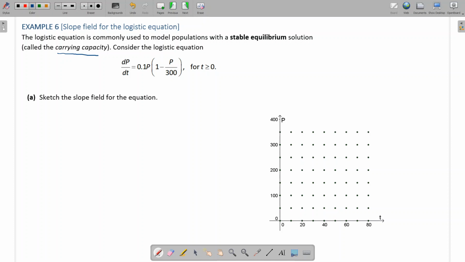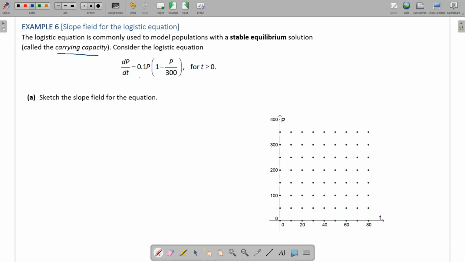So this says the rate of change in p with respect to time is equal to 0.1 p times 1 minus p over 300. So these constants could be changed depending on the given application, the given thing that you're studying. So you could think of p as population in this case. So we're looking at the rate of change in population with respect to time given by this. Okay, so we would want to start by sketching the slope field for this differential equation.